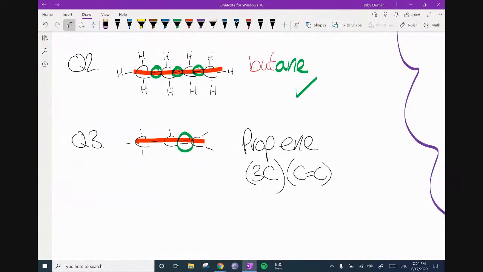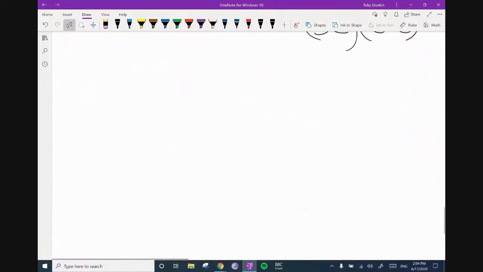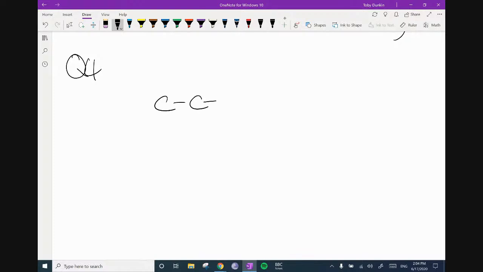Cool. So everyone's thinking, I'm on this. Let's now up the difficulty. Question number 4. Can everyone now name this one, please? I'm even being really good and drawing all my hydrogens. Wow, it's not like me. Everyone name this one, please.